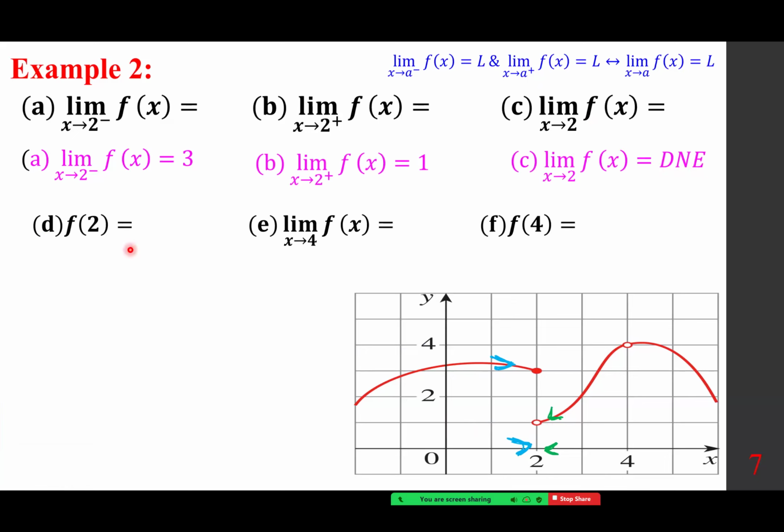So that brings us to this question. What is f of 2? Wherever you have a solid dot, for x equals 2, you see a solid point here, so the answer is 3.